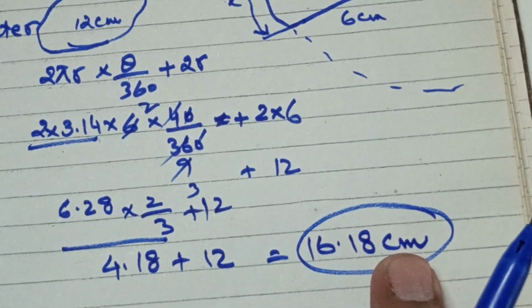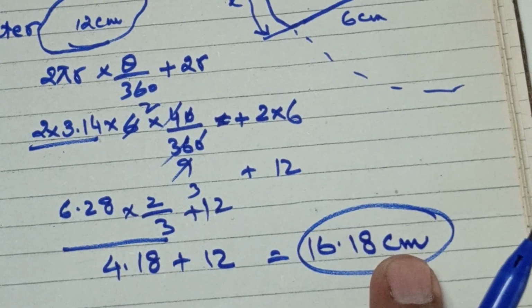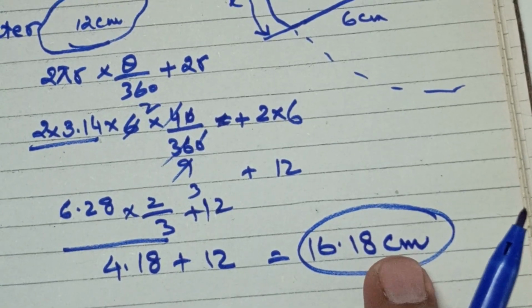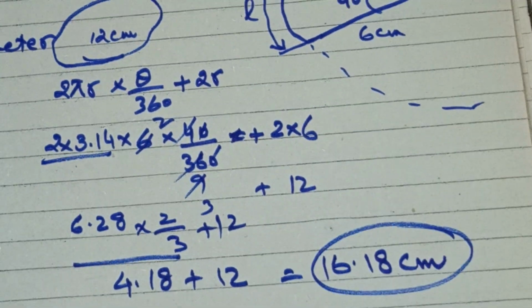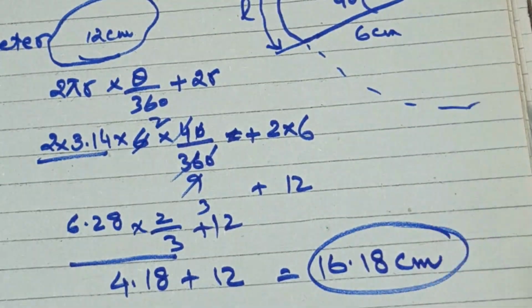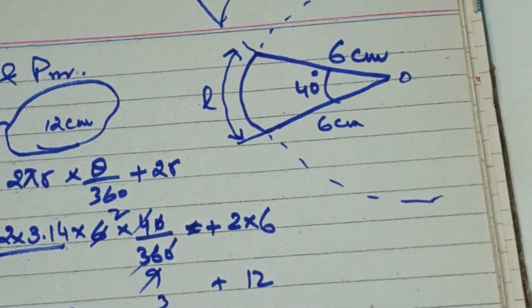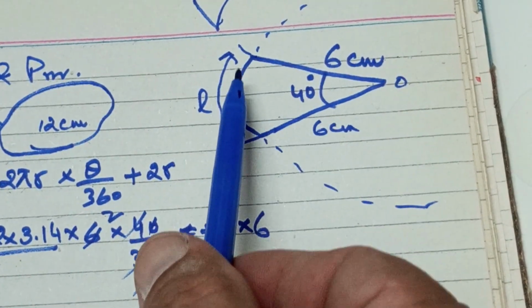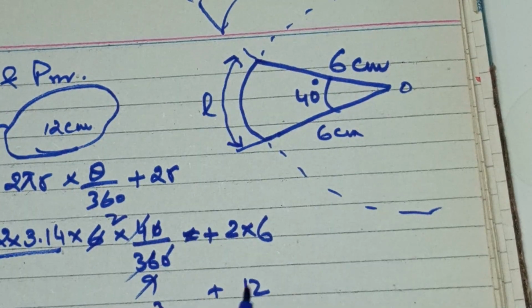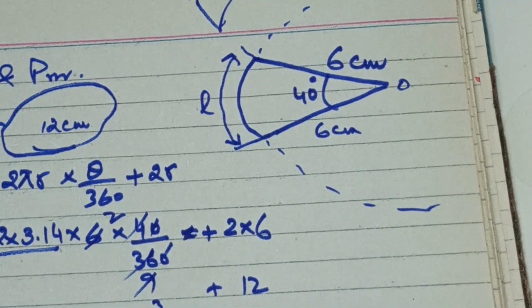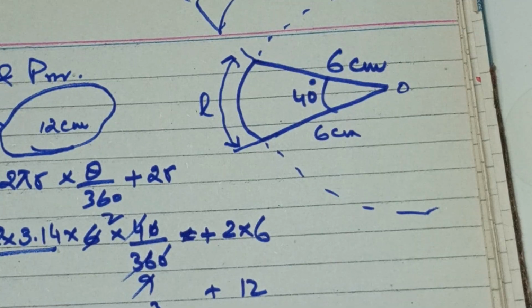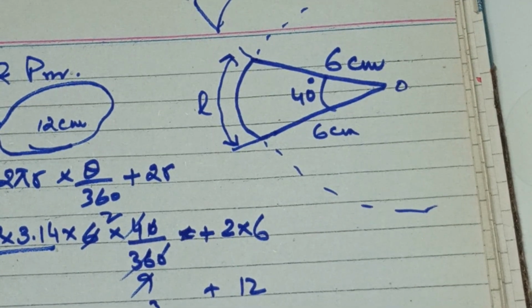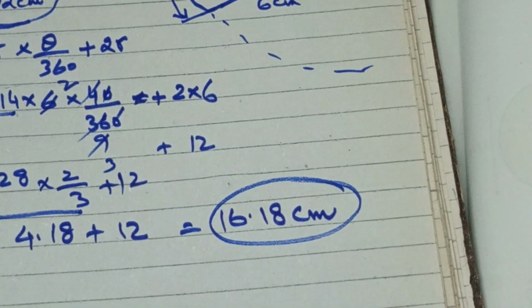Now you can see that 16.18 centimeter is in singular unit. It is not squared, because this is a linear measurement. Now this L has become 4.18, and the 2r is 12. So in total it has become 16.18. So let us check the answer for this.